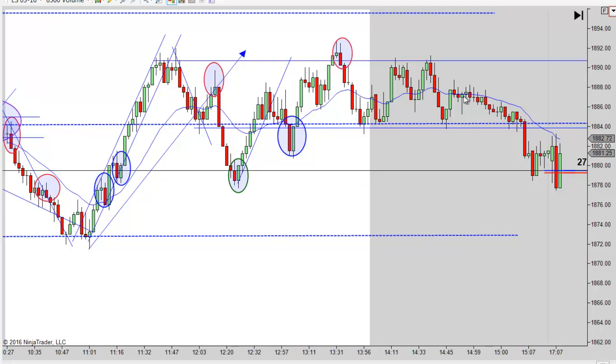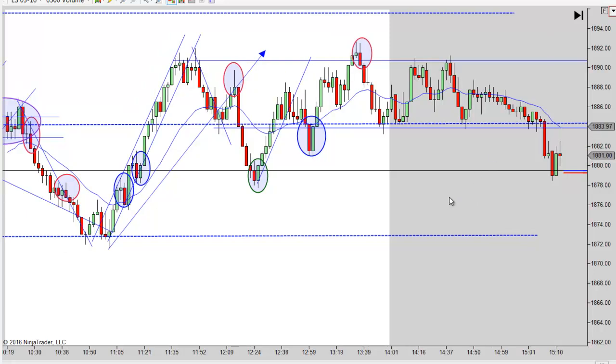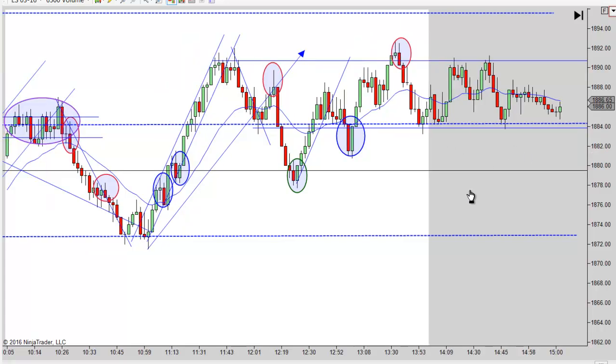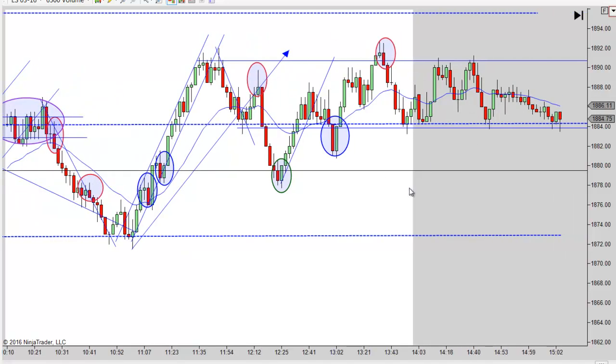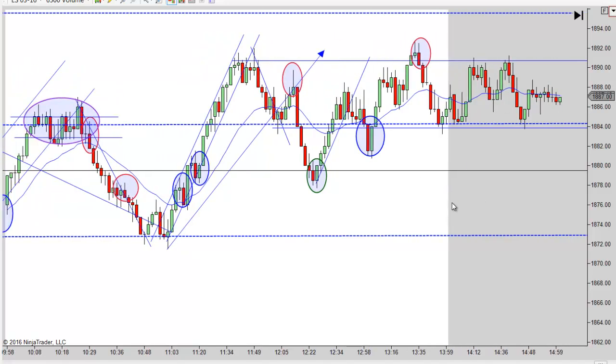But if you don't understand what's going on, you go short here and you go long here, you go short here, you go long here, and you get chopped to pieces. You got to understand that when you got a trading range, you only go short up here and you only go long down here. And that's the mistake people make.